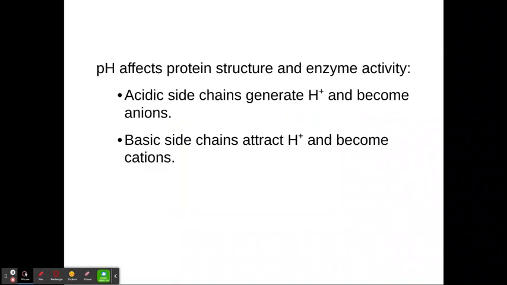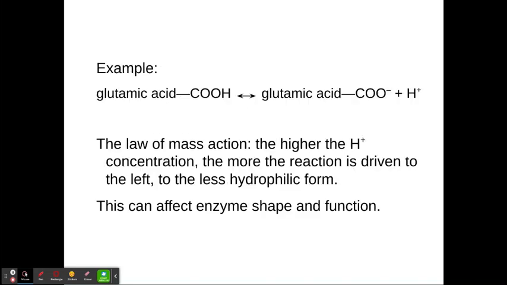Okay, so pH can affect them. Acidic side chains that generate hydrogen ions can become anions. Basic side chains will attract these hydrogen ions and become cations. So pH will affect a lot of these as well. One of the primary ones that we get into that we know about is going to be cellular respiration and the production of lactic acid.